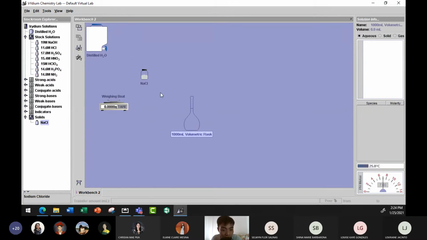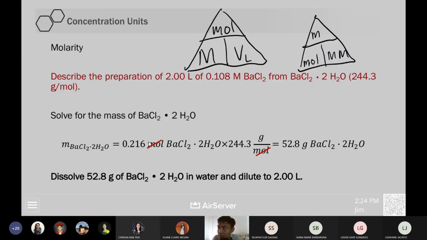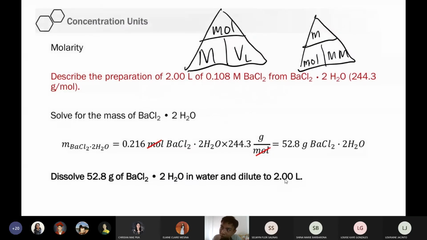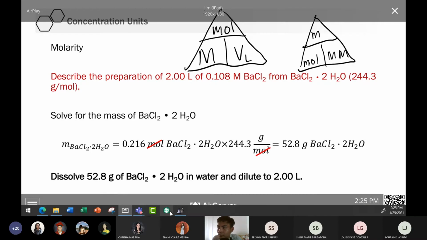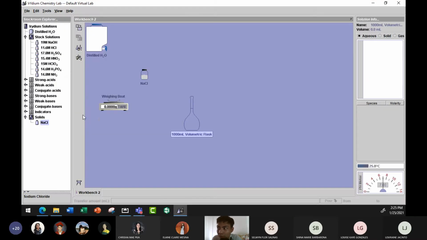Okay. So since 1 liter lang tayo, 1 liter solution lang meron tayo, i-divide na lang natin to sa 2. Okay. 2 liters kasi ito eh. Okay, so kung 1 liter lang meron tayo, divide mo na lang yan sa 2. Parang ganun. Okay. Wala kasi tayong barium chloride eh. Bibili pa tayo sa Bambang. Okay. Anong mass?